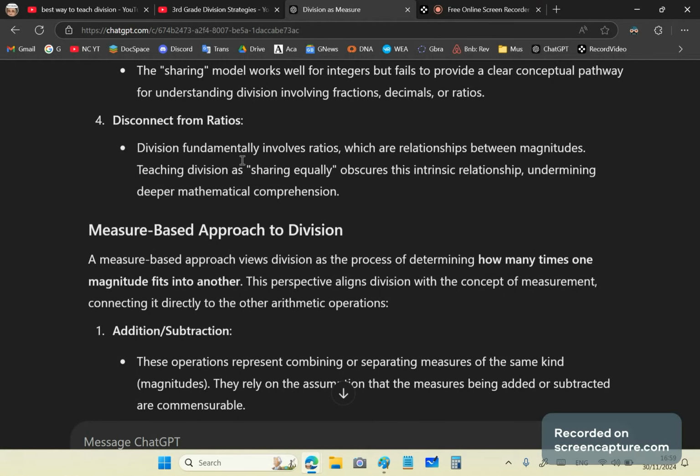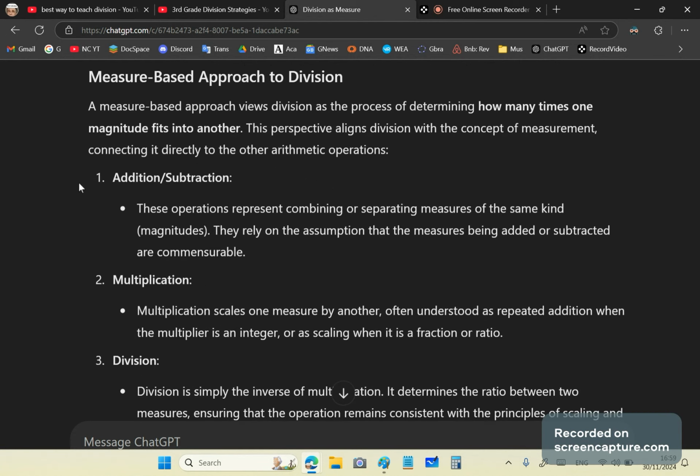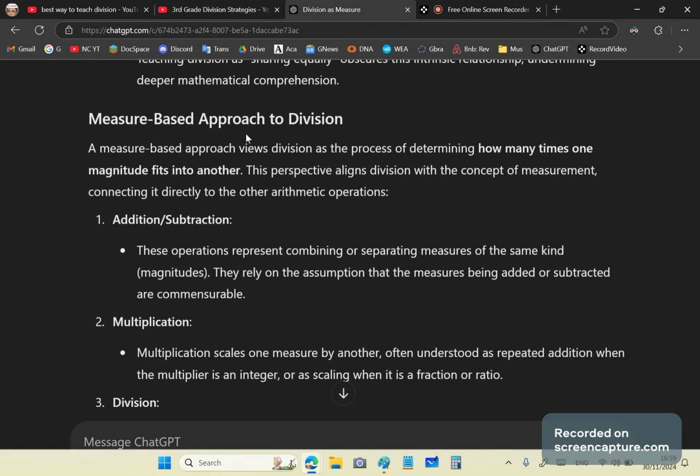Division fundamentally involves ratios, just like every number, by the way, which are relationships between magnitudes. So teaching division as sharing equally obscures this intrinsic relationship, undermining deeper mathematical comprehension. So then it comes to the measure-based approach to division. A measure-based approach views division as a process of determining how many times one magnitude fits into another, okay? That's the measure-based approach.